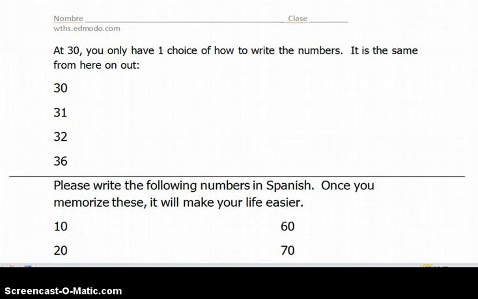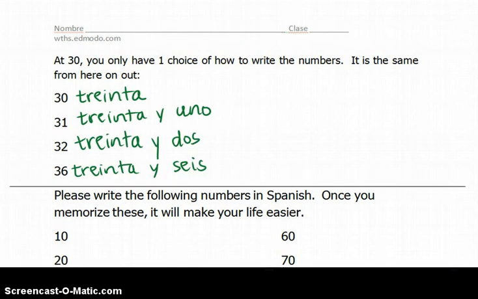At number 30, or after number 30, you have to write it as 3 words. 30 is 30. So from here on out, you're attaching the pieces. We're going to say 30 and 1, 30 and 2. So 30 y 1. Go ahead and do 32 and 36 on your own, and then check them. Pause it and then check it. Check your work on 31 and 36.